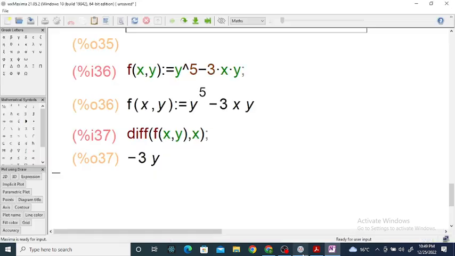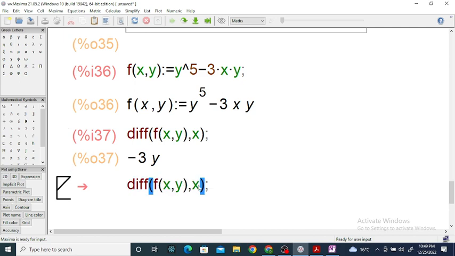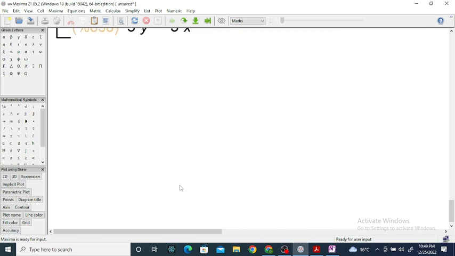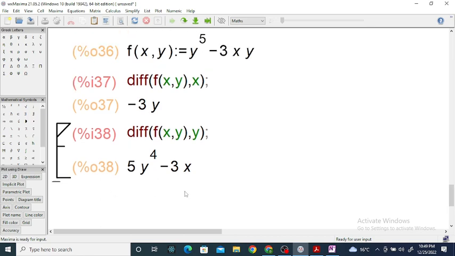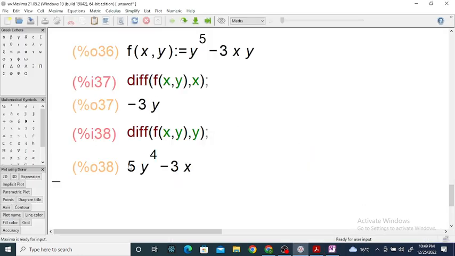Okay, so now again, if you write this command again, if you copy paste here and write y, then you will get the partial derivative is 5y^4 minus thrice x. You can check here, 5y^4 minus thrice x. Now if you write it 2 times, this is the partial derivative of f with respect to y 2 times, so it is f of yy.